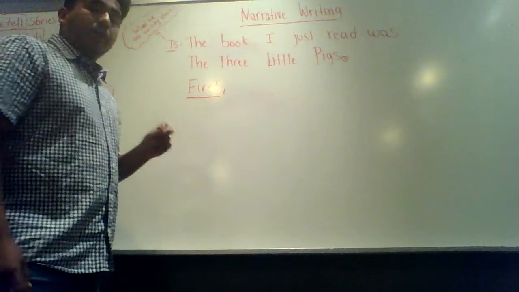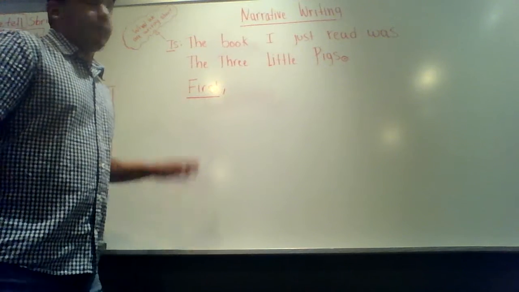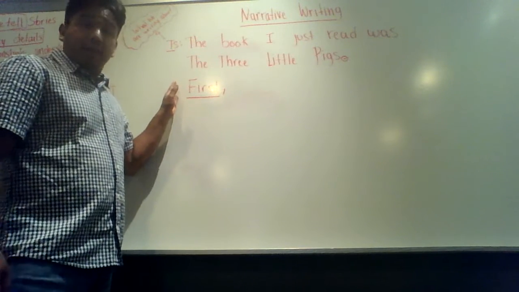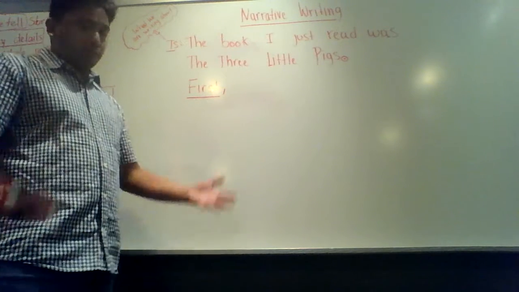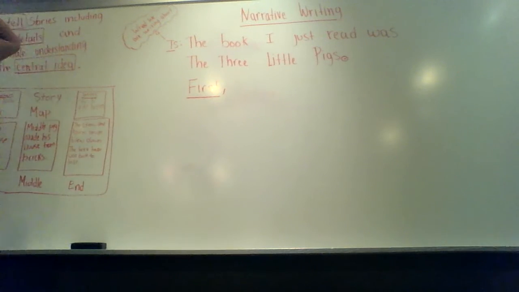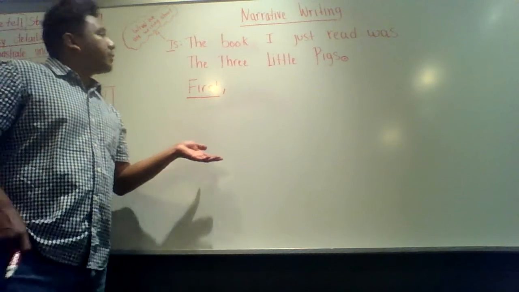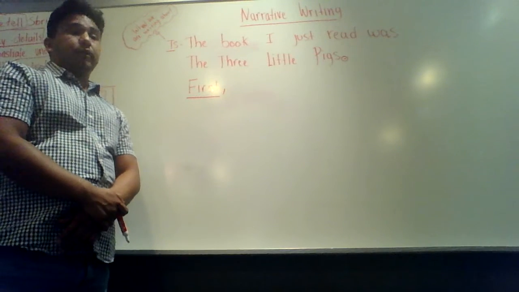And we want to use words like first, then, and last. Because first tells us the beginning of the story. Then could be the middle, and last would be the end of the story. Okay? So, the book I just read was The Three Little Pigs. Somebody raise their hand and give me one good detail from the beginning of the story.